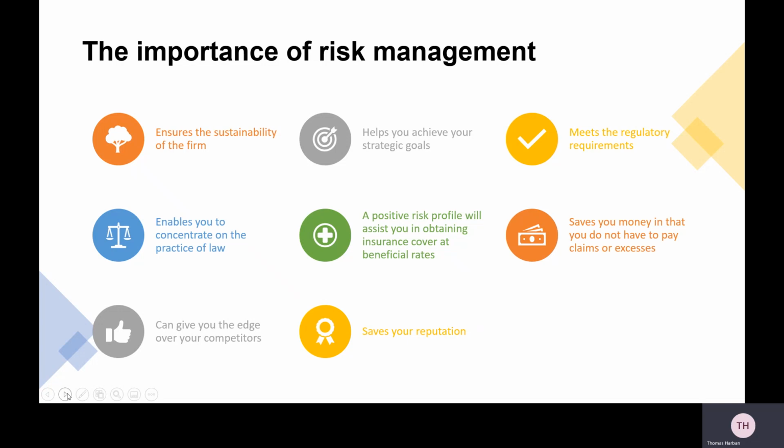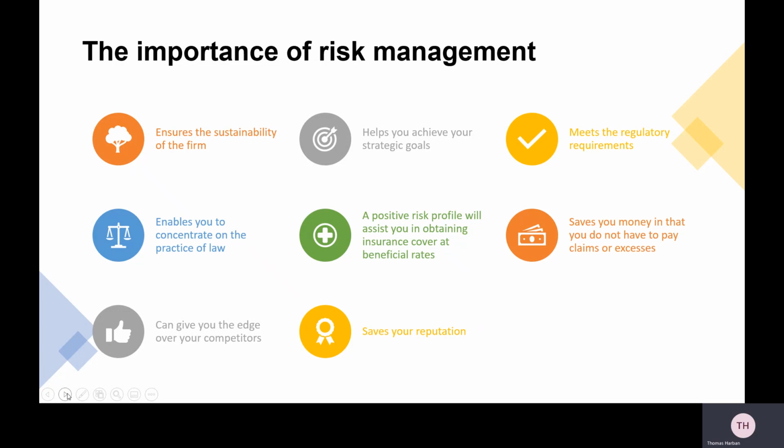It will also assist you in meeting the regulatory requirements. The regulatory prescripts and their compliance are on their own a huge risk, and if you have a system in place to meet them, you'll avoid action by the Legal Practice Council.